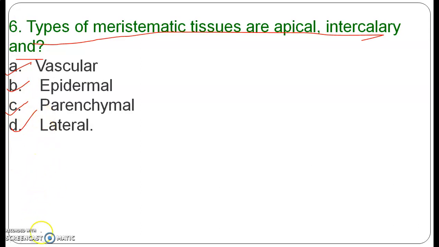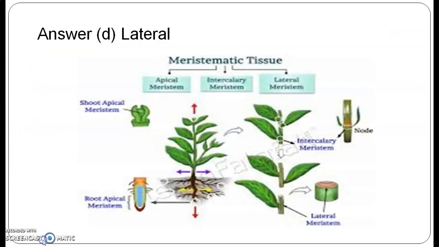So without any further ado, the correct answer for question 6 is D, that is lateral meristem. Meristematic tissue, as I repeat again and again, is categorized on the basis of the location of the tissue where it is present. That's apical at the topmost apex, then we have intercalary at the nodes, and then we have lateral at the sides, like the sides of root and stem. Next question we have.